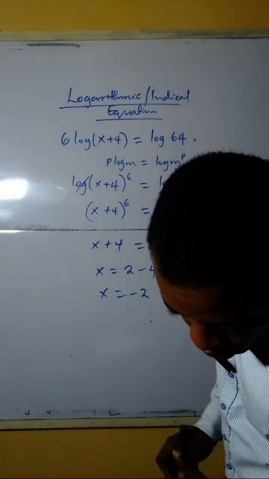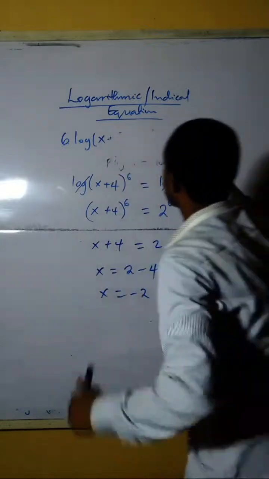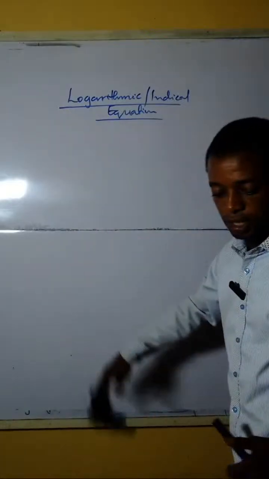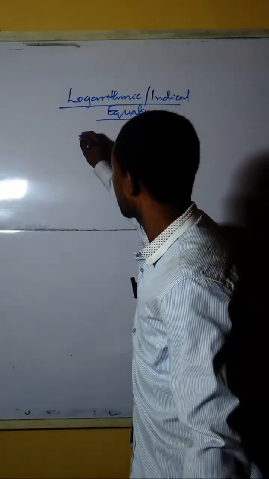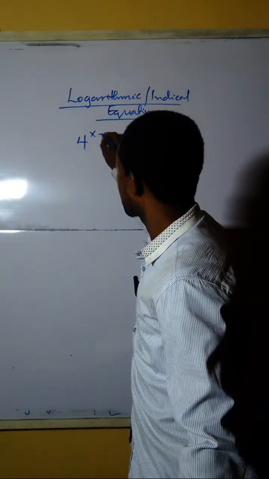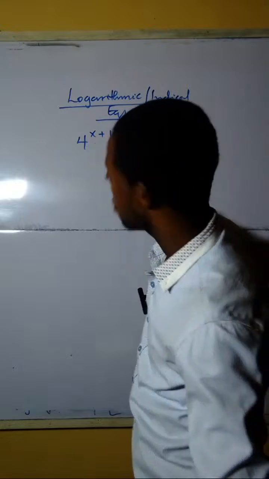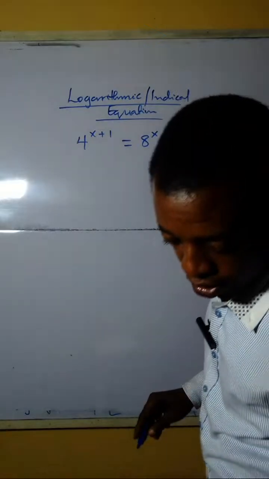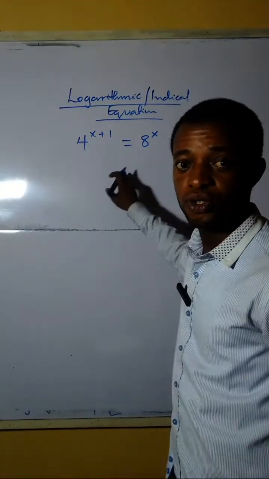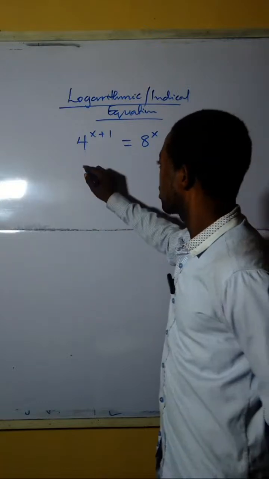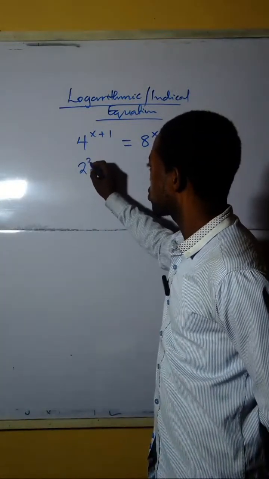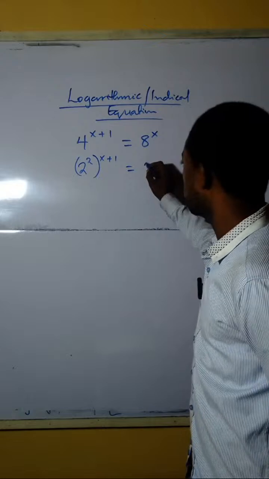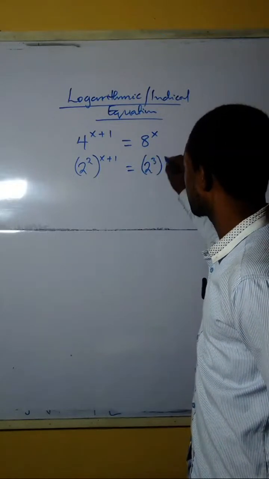Then, also let's look at this equation involving indices. We have 4 raised to power (x plus 1) equals 8 raised to power x. From here, we change both sides to have the same base. Here we can change it to base 2. That's 2 raised to power 2, then raised to power (x plus 1), equals 8, which is also 2 raised to power 3, then raised to power x.